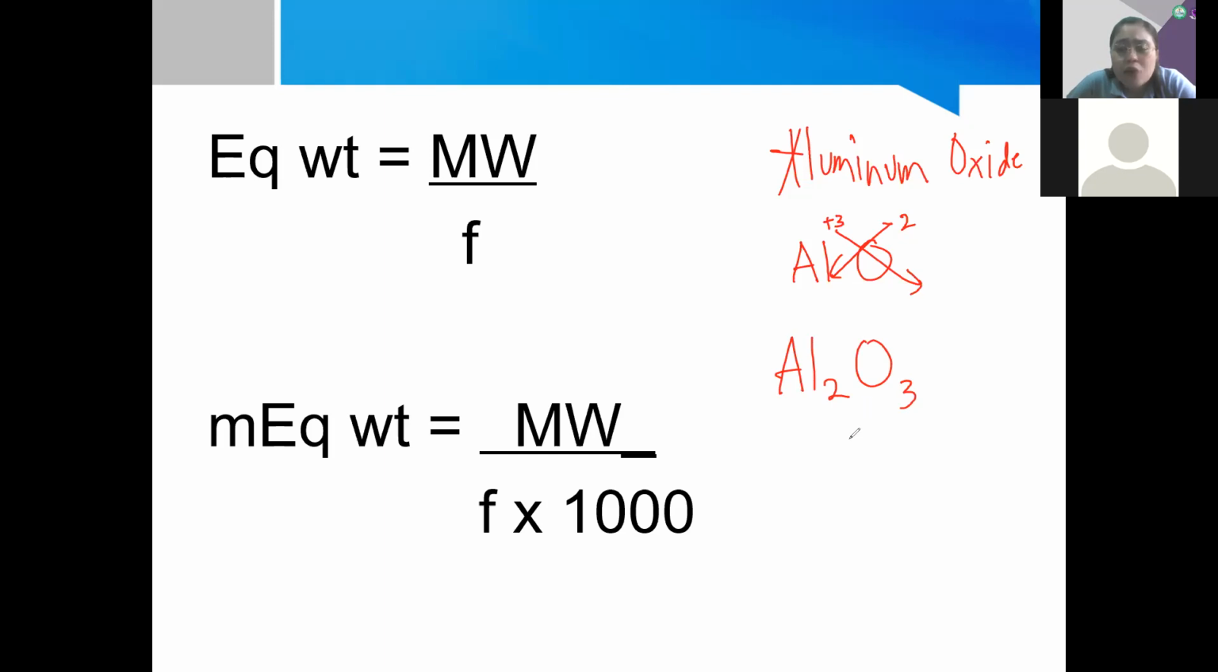Now, if you are asked to identify the equivalence factor for this, for you to compute the equivalent and the milliequivalent weight, take note, aluminum is positive 3, oxygen is negative 2. Hindi yan sila pantay. And that's the time you multiply them with their subscript. So 2 times positive 3 is positive 6. 3 times negative 2 is negative 6. Ayan, pantay na sila. And that will be the F for aluminum oxide. Okay?